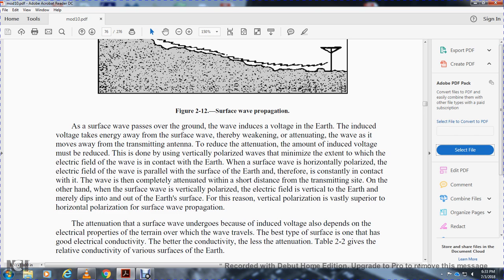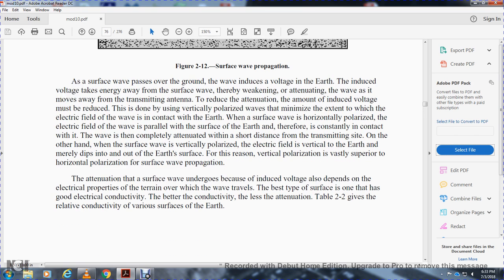On the other hand, with the vertically polarized surface wave, the electric field is vertical to the Earth, and the wave moves in and out of the Earth's surface. For this reason, vertical polarization is very superior to horizontal polarization for surface wave propagation.